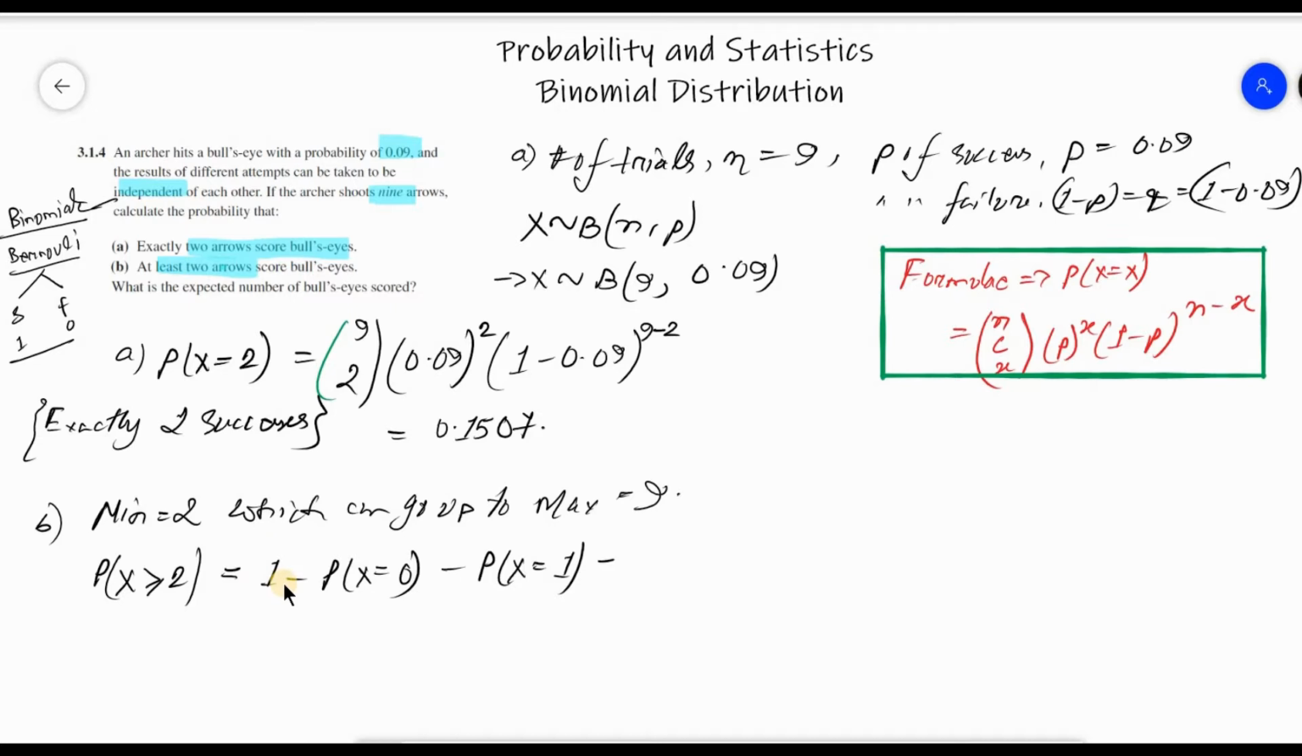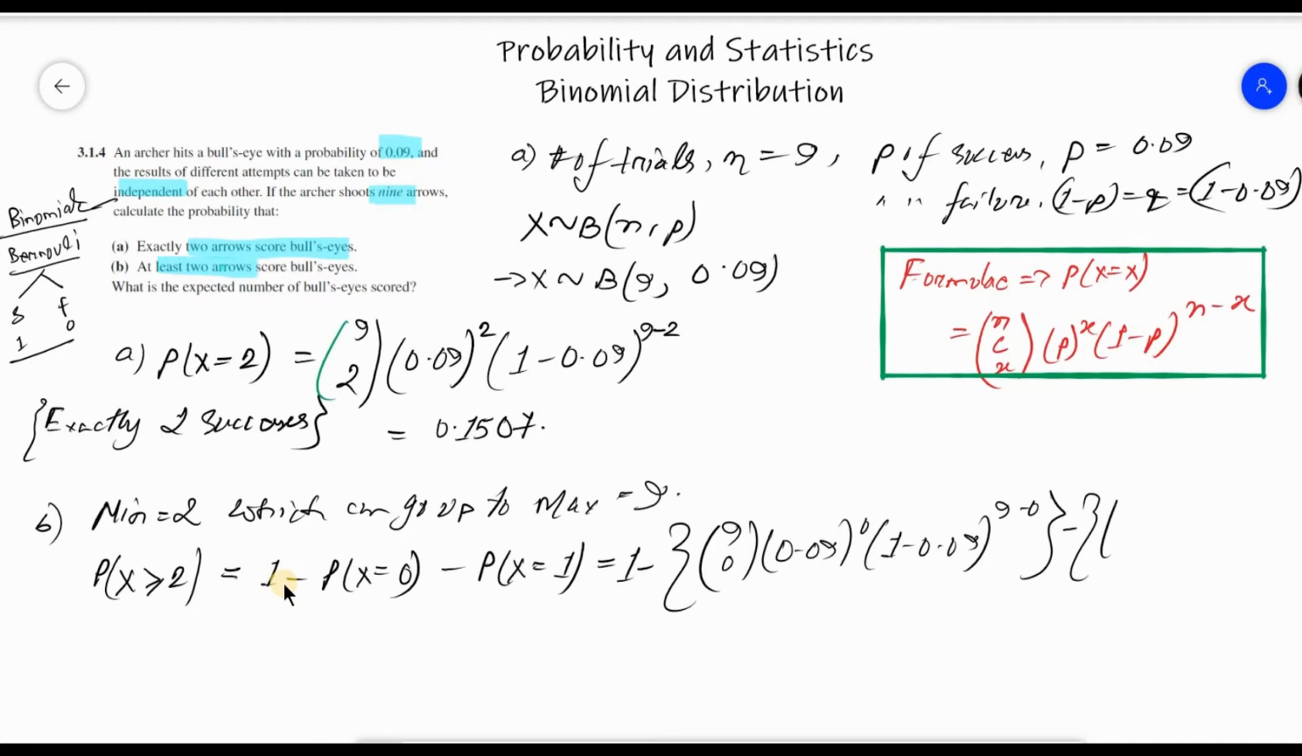So we'll have here 1 minus 9C0, 0.09 to the power 0, and 1 minus 0.09 to the power 9 minus 0, minus 9C1, 0.09 to the power 1, and 1 minus 0.09 to the power 9 minus 1.